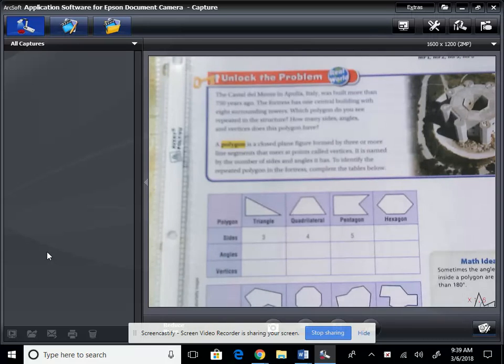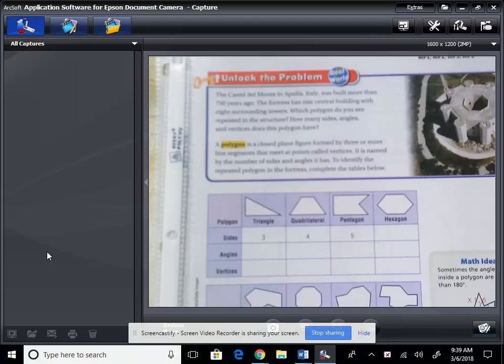Okay, so first of all, have your notes up because we're going to talk about what a polygon is. A polygon is a closed plane figure formed by 3 or more lines that meet at a point called the vertex. It is named by the number of sides and angles it has. To identify the repeated polygons in the fortress, complete the table.